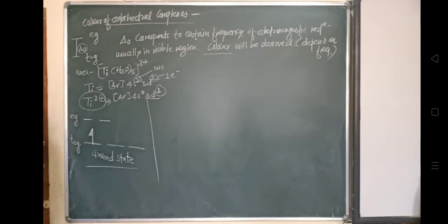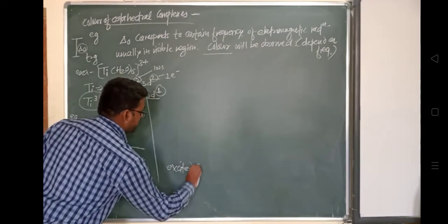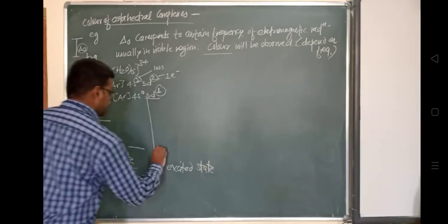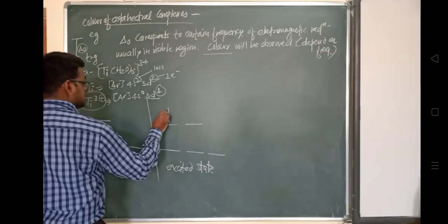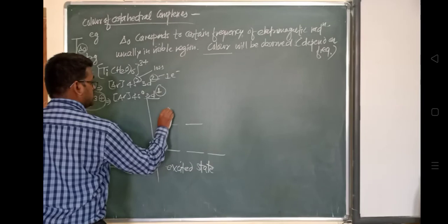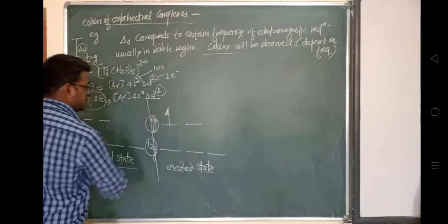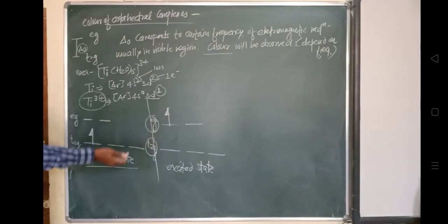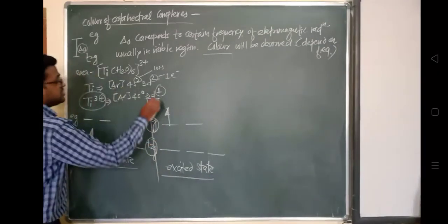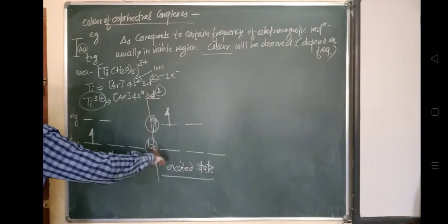Okay, so what can be the possibility in case of the excited state? In the excited state, yes, it can move to this Eg. This is the Eg and this is the T2G. Look at what has happened here: this electron has jumped into the higher energy level in the excited state. So the d orbital electron of this titanium can jump into a higher energy level, that is Eg.